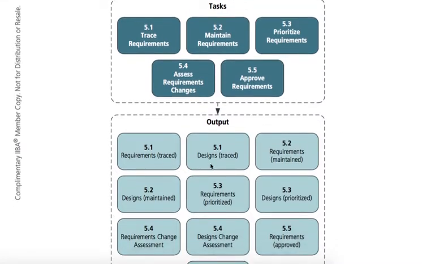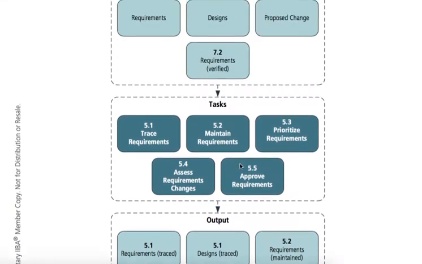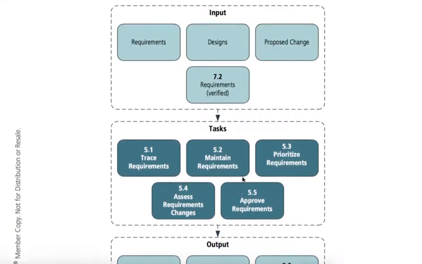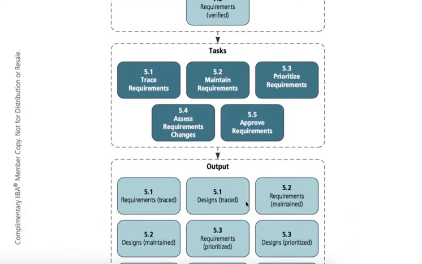Requirements are traced, designs are traced, and requirements are maintained. Designs are maintained, requirements are prioritized, designs are prioritized, requirements change assessment, design change assessment, and requirements are approved. So these are basically the inputs you have used in these various tasks to obtain these outputs.